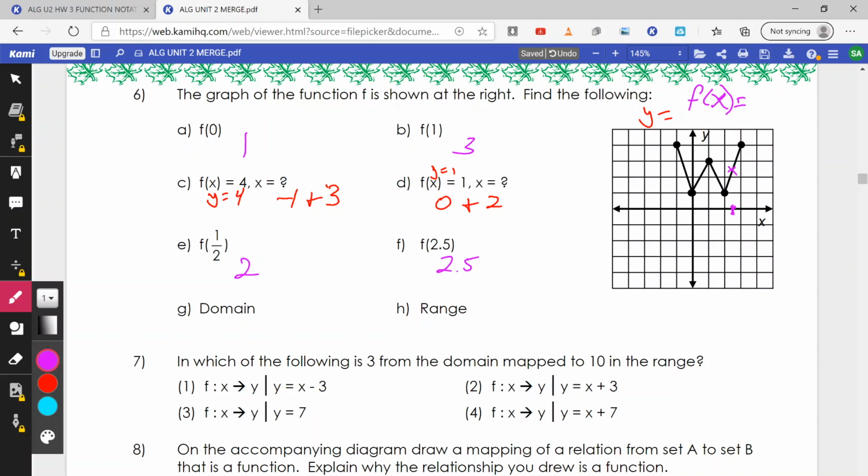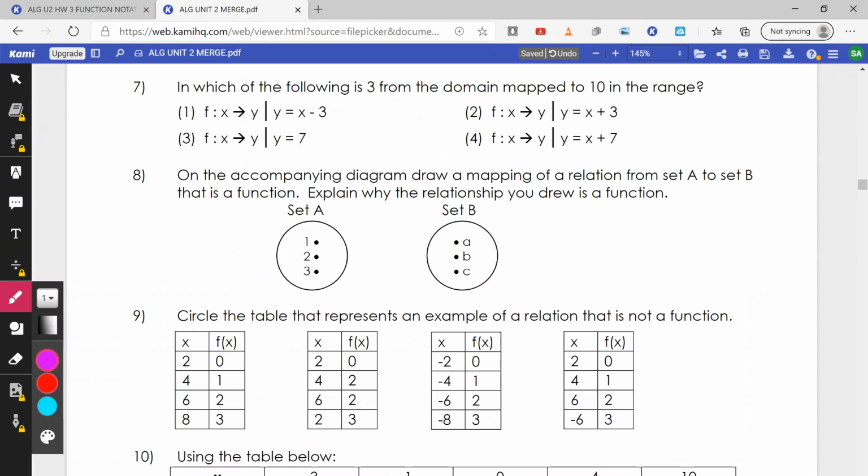7, we're asked, in which of the following is 3 from the domain mapped to 10 in the range? So domain, again, is your x value. So they're saying x is 3. And 10 is in the range, which is y. So it's saying y is 10. So I need to know which of these 4 equations here, when I plug in 3, am I going to get 10 as my answer?